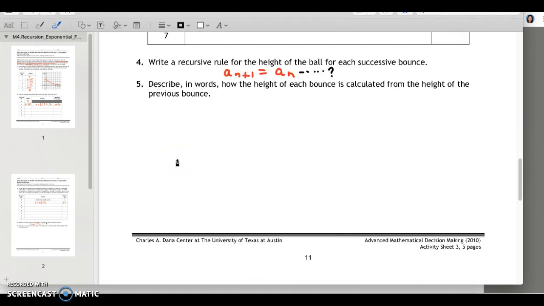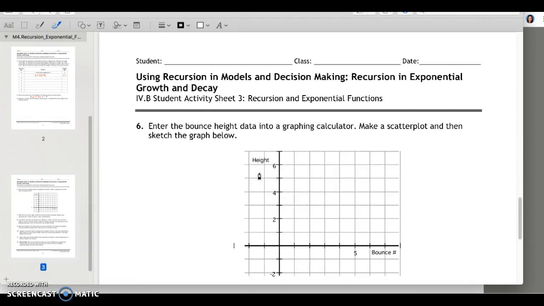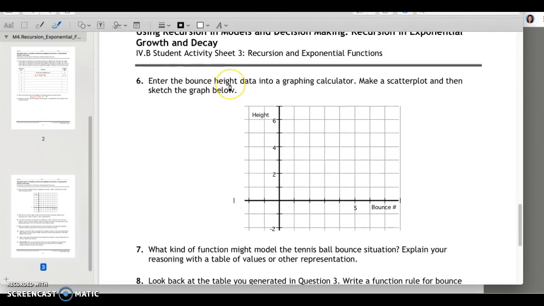And then number 5 says describe in words. Well, I think you can probably put that into words, and then I'll let you do that because we've gone over that already. And then you'll enter the bounce data height into the graphing calculator and make a scatter plot and sketch it below. So you can either put it in the graphing calculator and view it and copy it, or you can just take the information from the graph.